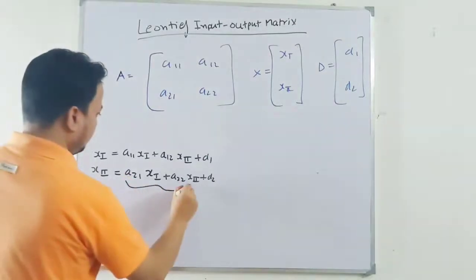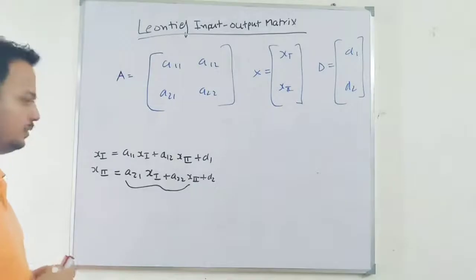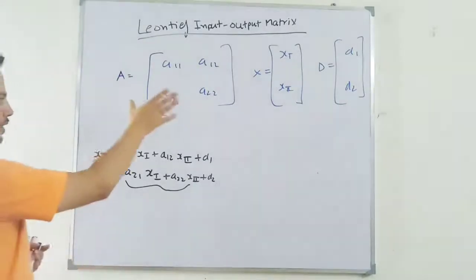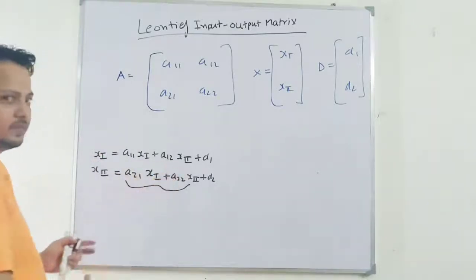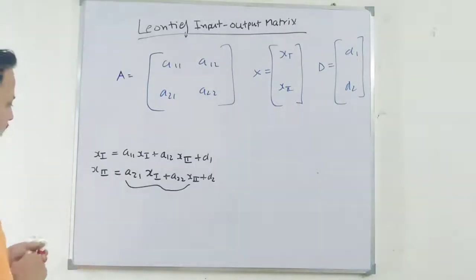So this part represents your internal consumption demand. And you have done the matrix thing, right? Remember, when I am doing the inverse of a matrix, I have given a system, then I write that thing in matrix form. So we will write this equation in matrix form.